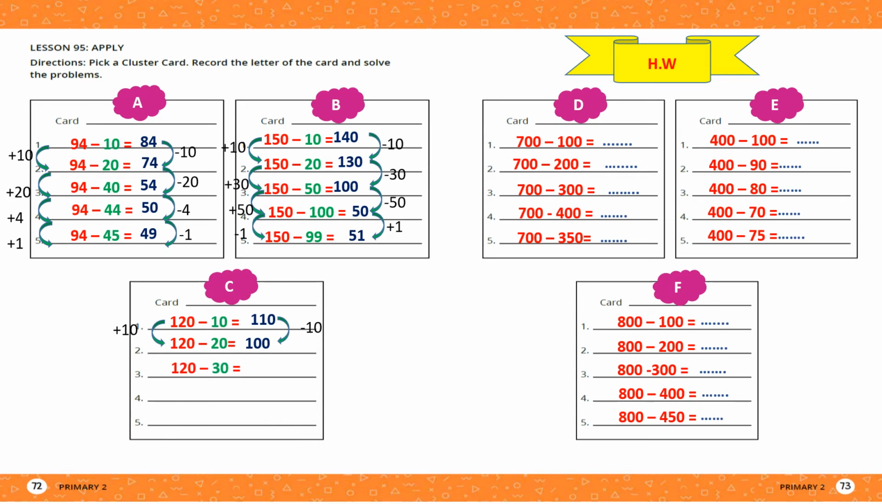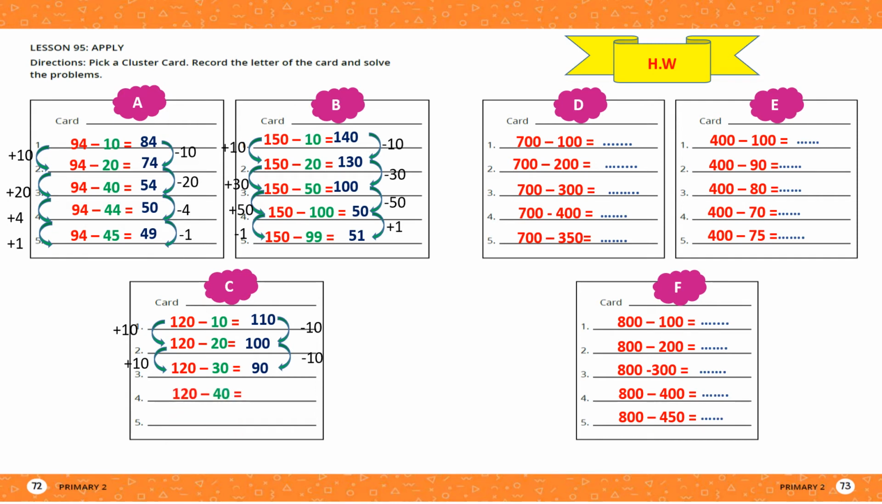Equation number 3. 120 minus 30. Yes, 20 becomes 30. It increased. Increased by what? We added 10. 20 plus 10 equals 30. So we must subtract 10 from the other side. 100 minus 10 equals 90.